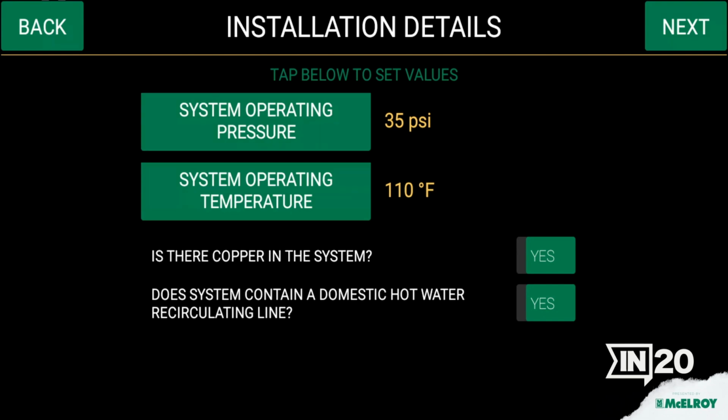We're also asking a couple of questions. Is there copper in the system? Does the system contain a domestic hot water recirculating line? Those are specific to polypropylene applications and may have an impact on what we should see on a pressure test. So we're just documenting those things if they do exist.